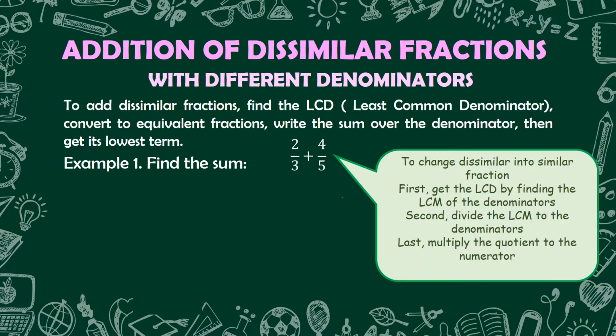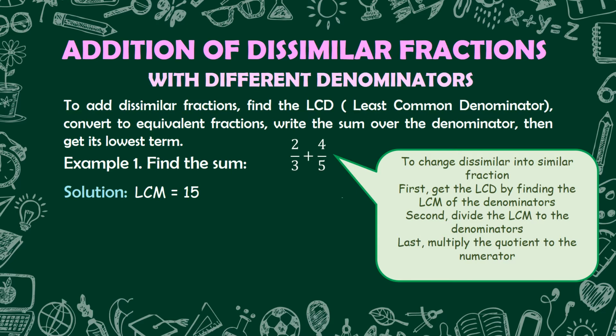To change dissimilar fraction into similar fraction, first, get the LCD by finding the LCM or the least common multiple of the denominators. Second, divide the LCM to the denominator. And last, multiply the quotient to the numerator. Let us see. So for our solution, we will have LCM is equal to 15. So the common multiple for 3 and 5 is 15. So we will just multiply, skip counting.